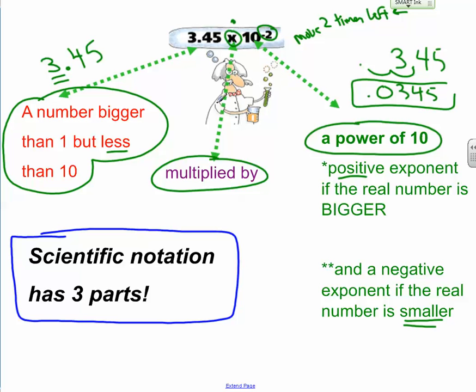Well, this scientist is working with really small things, and I can tell that because it's 3.45 times 10 to the power of -2. So the real number I find by moving the decimal 2 places to the left. So this scientist is dealing with something that is 345 ten-thousandths of 1. So it's a tiny, small number.